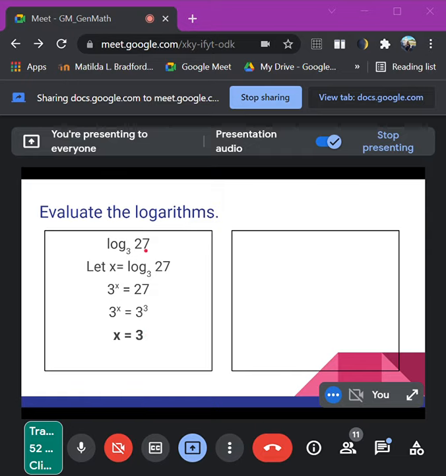Okay, so ganina, nag-let x raman ta. So, ang katong x na to, gi-substitute na nato siya sa 3. That is how you're going to evaluate logarithms. Questions?